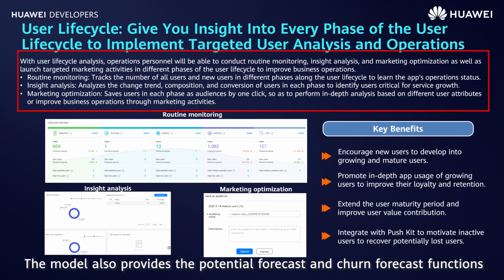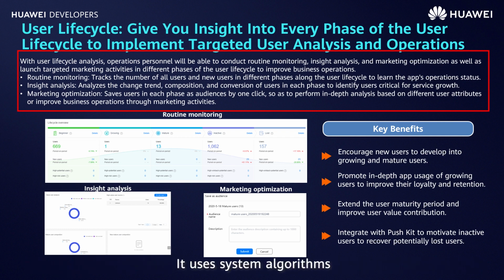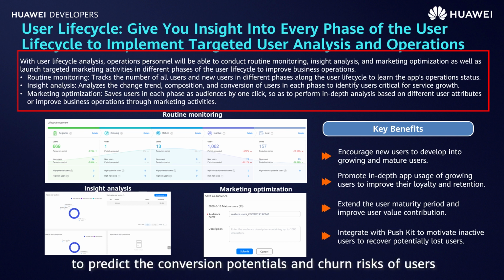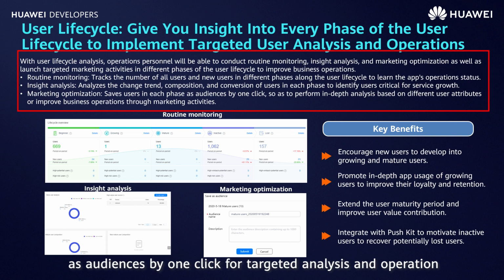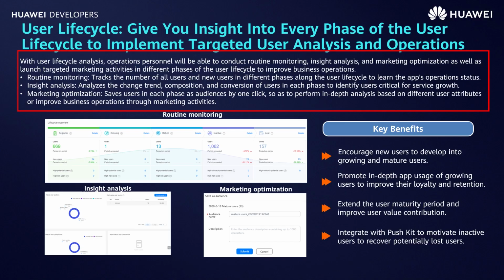The model also provides the potential forecast and the churn forecast functions. It uses system algorithms to predict the conversion potentials and churn risks of users. You can then save potential users and risky users as audiences by one click for targeted analysis and operation. This is all for the user lifecycle model.